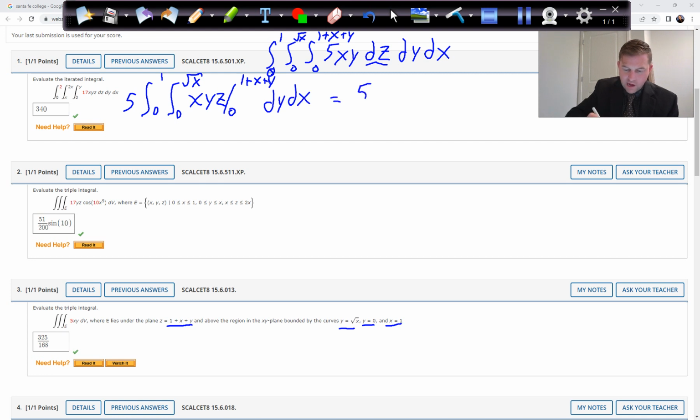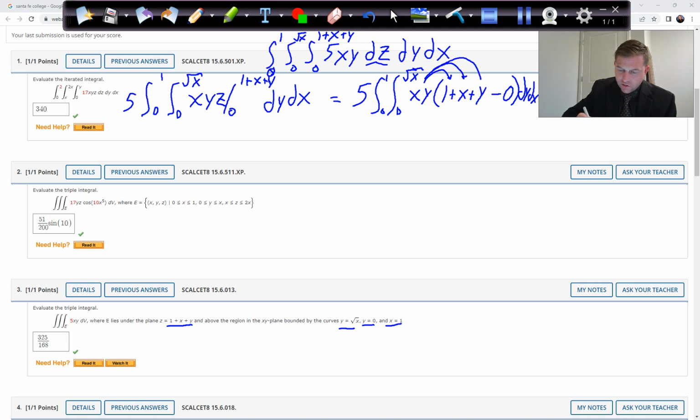This is going to be 5, 0 to 1, 0 to root x of x times y, but z is going to be first 1 plus x plus y, then minus the lower limit, 0, dy dx. And we have to distribute this xy into these three terms.